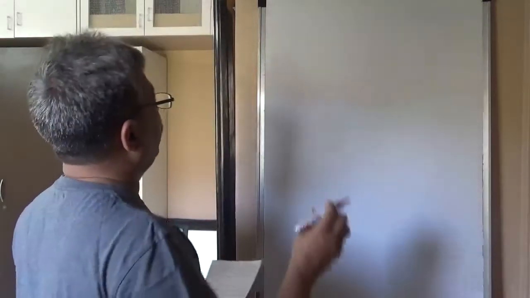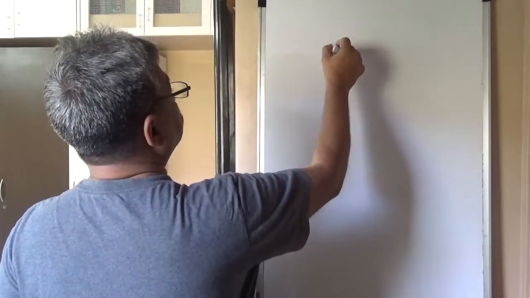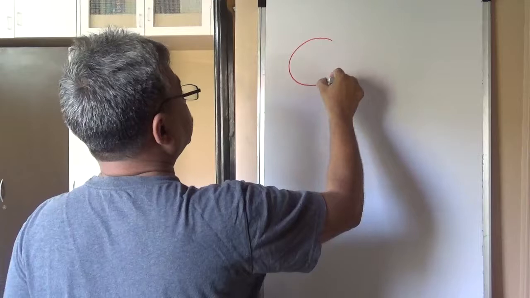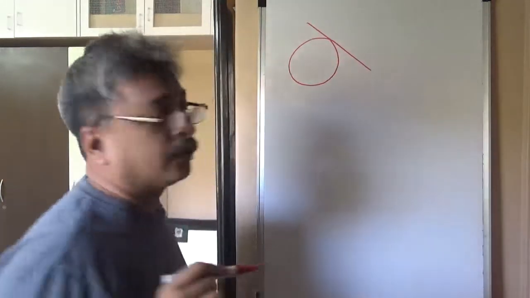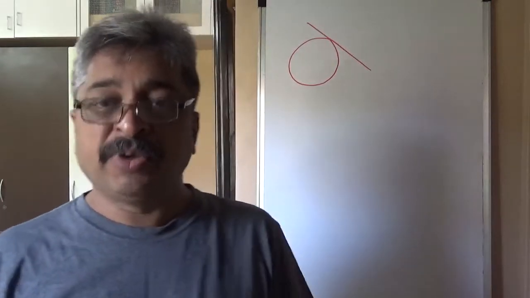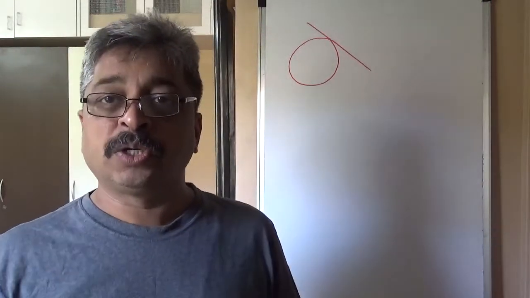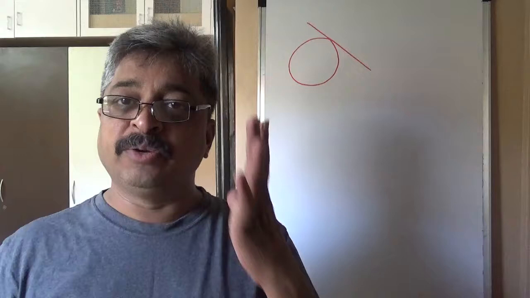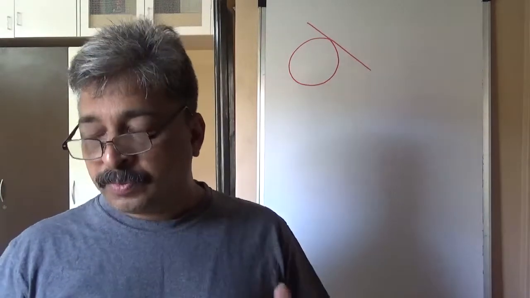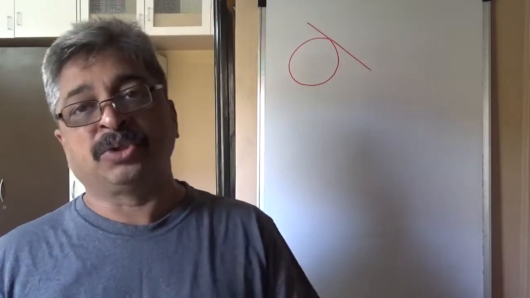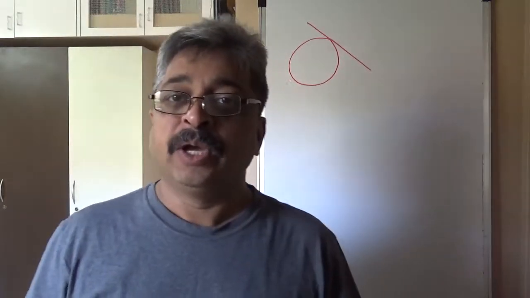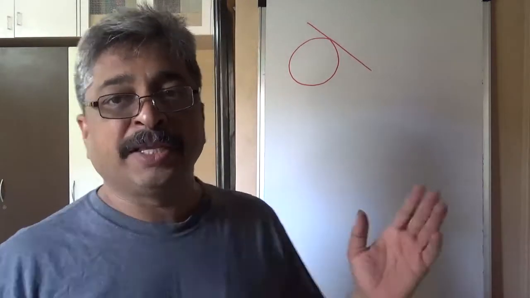Before that, let us write the definition of tangent. When do we call a line tangent to the circle? By definition, if a line and a circle have exactly one point in common, then the circle is tangent to the line, or the line is tangent to the circle. That is how we will understand any line being tangent.